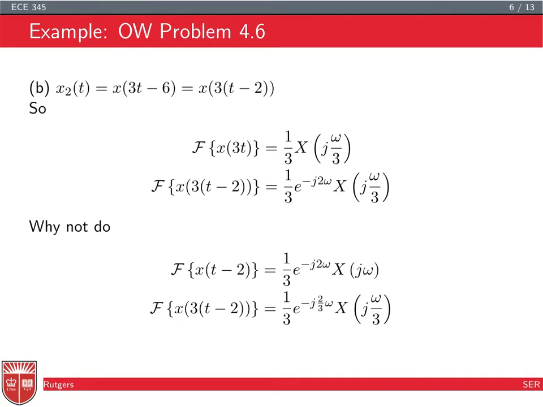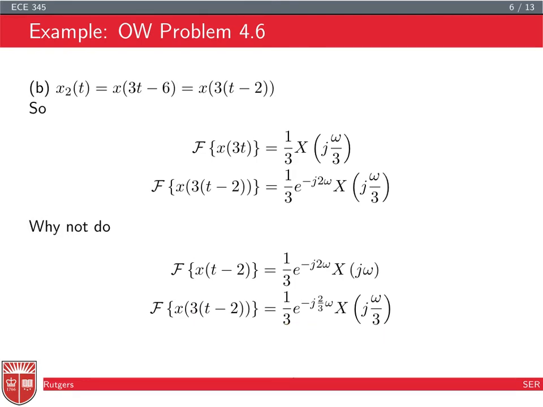So what we did is first we did the time scale and we found the CTFT of x of 3t, which is this, and then we did the shift. Now you may be tempted to do these steps in reverse, meaning first do the shift and then do the time expansion, multiplying by 3, and then you get a different result.